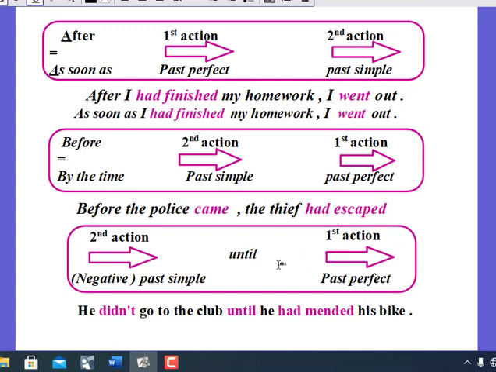Until is somewhat different, because we have to put the sentence before until in the negative, and you put until in the middle between the two sentences. So: he didn't go to the club. This is the second action using the past simple, until he had mended his bike. This is the first action. So after until, you put the first action, but before it, you put the negative second action.